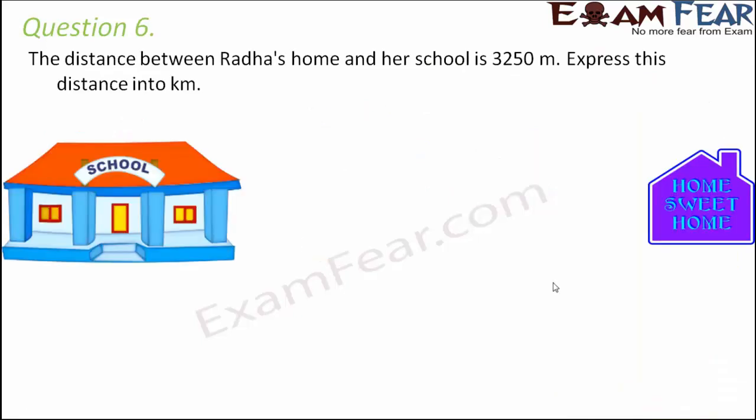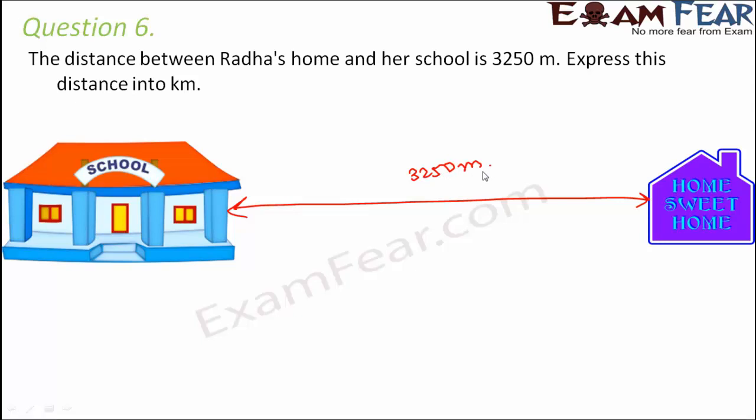The distance between Radha's home and her school is 3250 meters. Express this distance in kilometers. So again, let's remember the same table: milli, centi, deci, meter, deca, hecto, kilo.